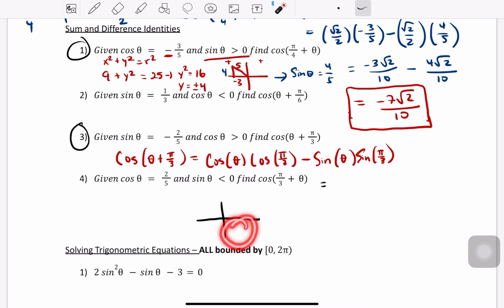So that means it's going to be the fourth quadrant. So I draw my reference triangle, and I fill it in. Sine theta is equal to negative 2 over 5. That's negative 2 here, 5 here. And now I do the Pythagorean theorem to figure out this one.